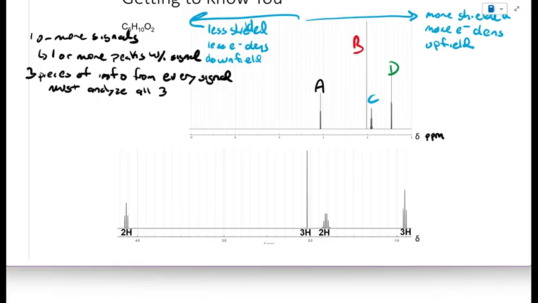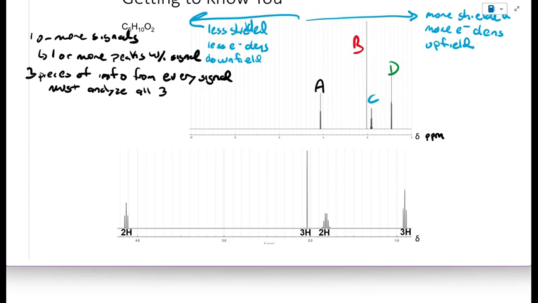And what we're going to do is use the three pieces of information from each signal. So again, in this NMR, we have 4 signals. So we're going to analyze all three pieces of information for all 4 of these signals, and use that information to build puzzle pieces for each signal. Those puzzle pieces are going to tell us something about what functional group the signal represents, and also what is next door to that functional group. I'll talk about that in a little bit.